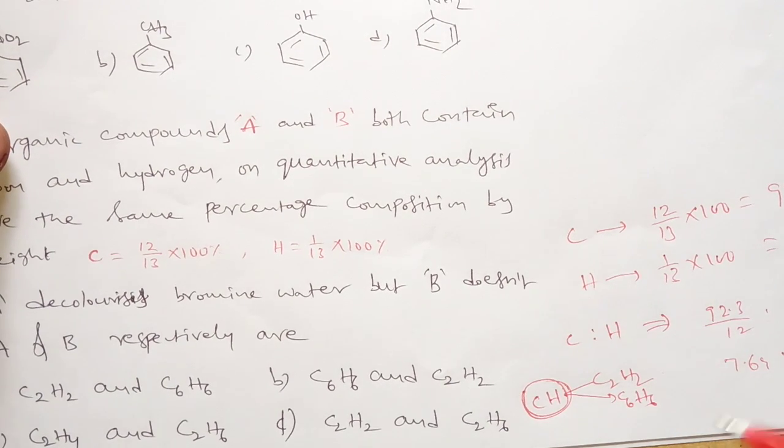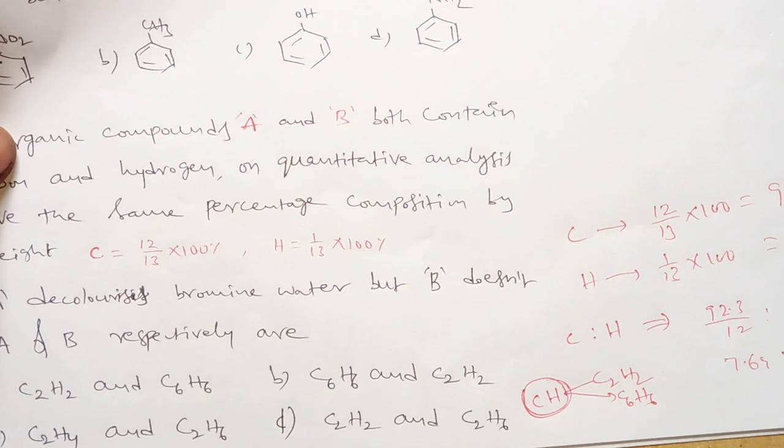Generally unsaturated compounds like alkynes and alkenes decolorize the bromine water. Then observe that in the first option C2H2 and C6H6 are given. In the second option C6H6 and C2H2 are given. Then which is the appropriate A that decolorizes? That means the unsaturated compound decolorizes. Then the first option is correct.